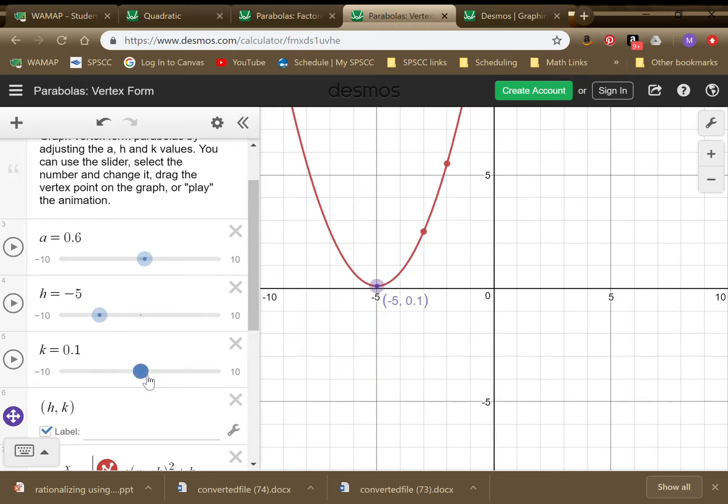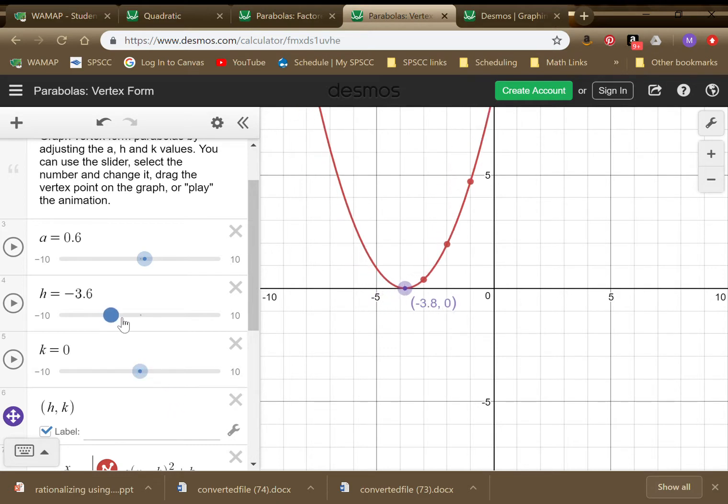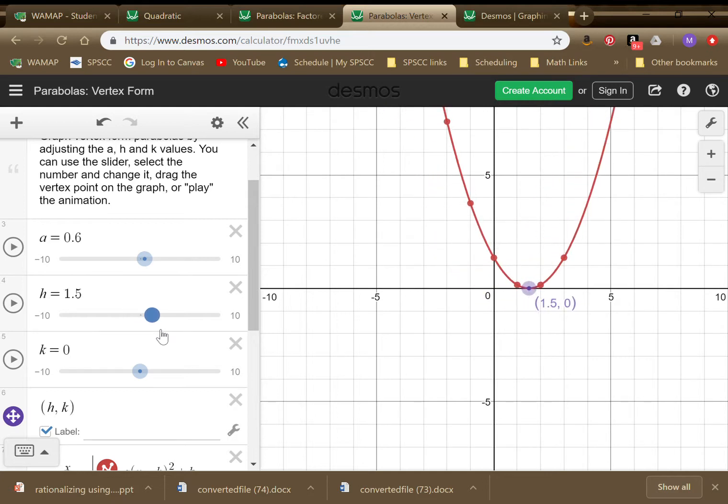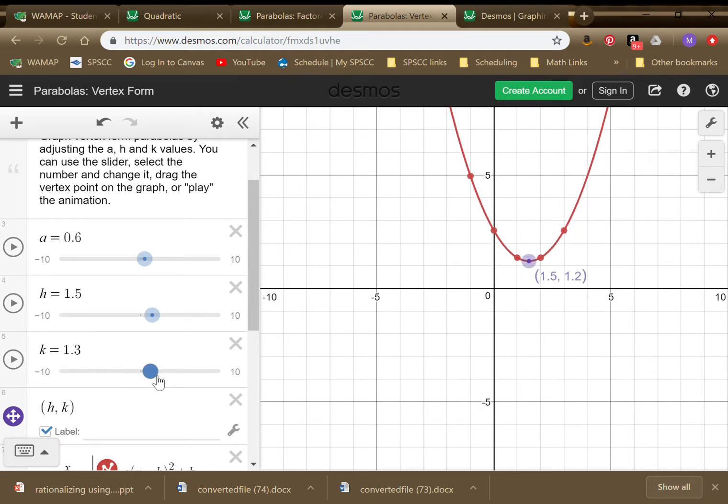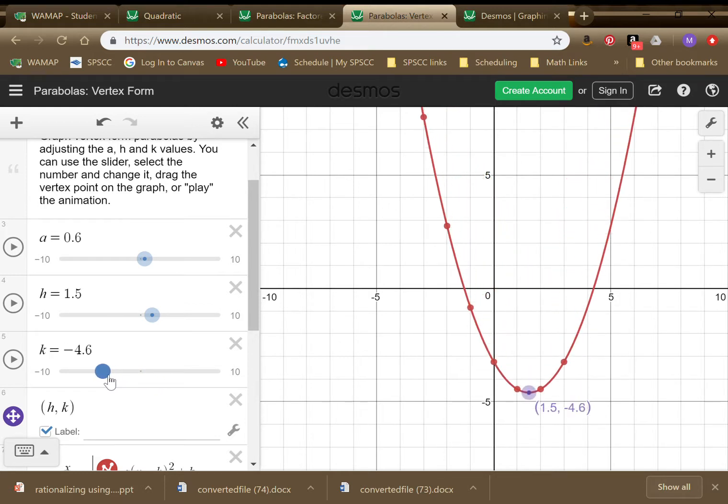So if I let k equal 0, the vertex sits right on the x-axis. Let's move this over a little bit. Oh my goodness, so bad with the slider. If k is positive, the vertex sits above the axis. Notice we no longer have x-intercepts when that happens. If k is negative, the vertex sits below the axis. Now we have 2 intercepts.